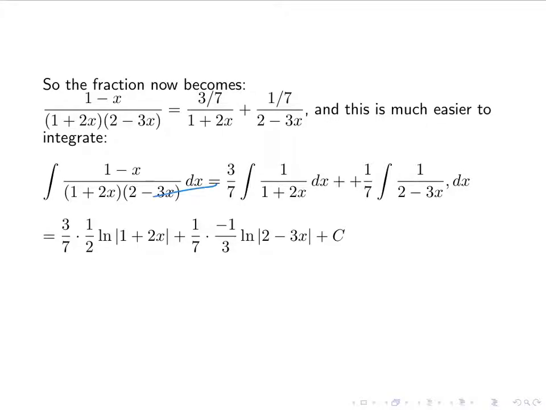So we have the 3/7. We have that 1/2 that I just mentioned. Again, we have the 1/7 and then the negative 1/3 from the fact that my dx is negative 3 dx. Okay, so don't forget those coefficients. Again, it's a really quick u substitution, but you have to pay attention. And then we'll clean it up, and this is our answer.